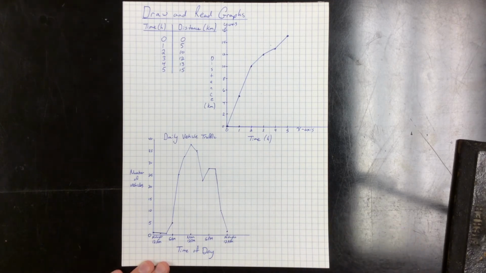So there are other types of graphs as well. There are pie graphs and bar graphs, those types of things that we will cover in science class.